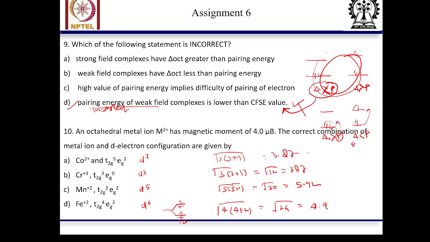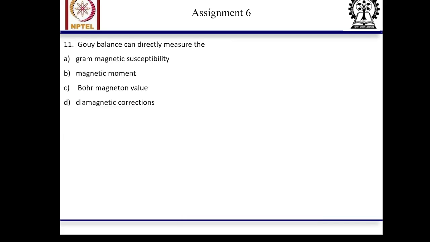Now the question is, if it has 4 Bohr magneton, why is the correct option cobalt 2 plus t2g5 eg2? That is coming from the orbital contribution, whatever it is. Okay. So let me go to the next question.